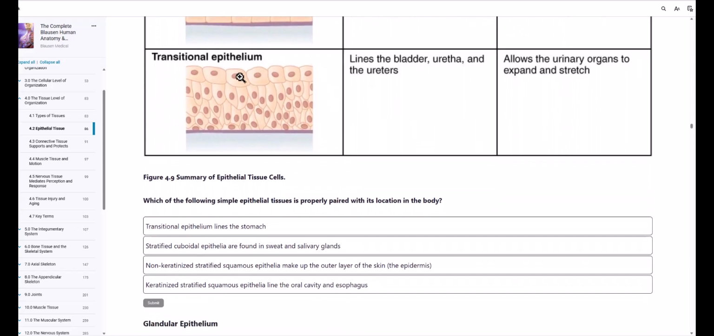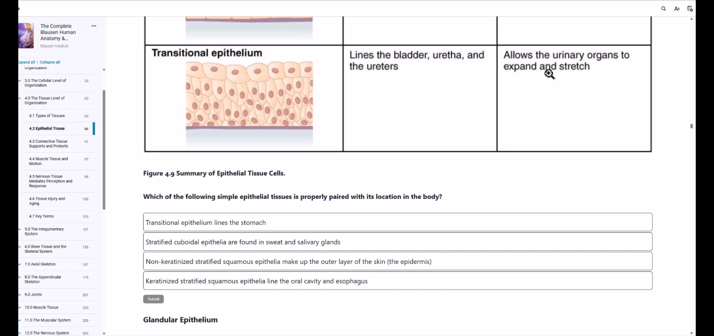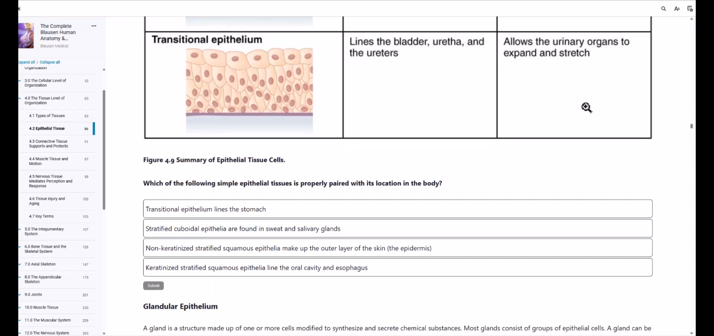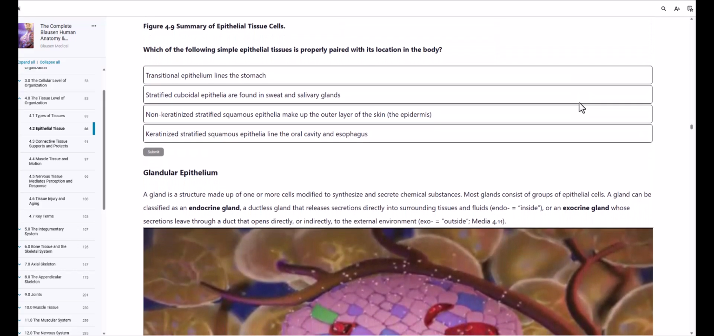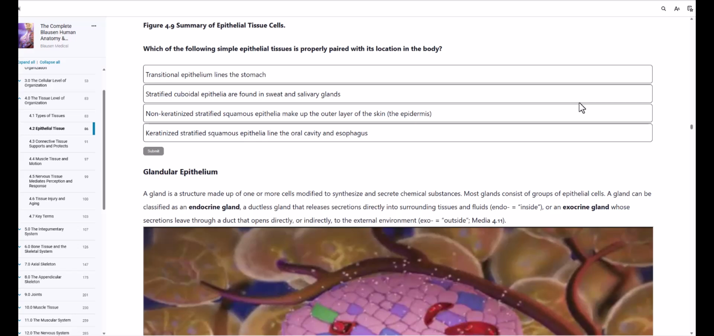And the transitional, as we said, lining the bladder and the urethra, and it's all about stretching and expanding multiple times a day. So your job, again, is to recognize those different tissues, know where they're located, know any of the special features like cilia or microvilli or goblet cells that I presented in that section.